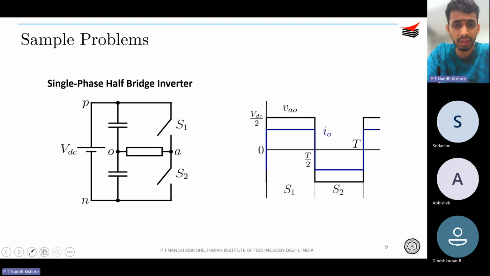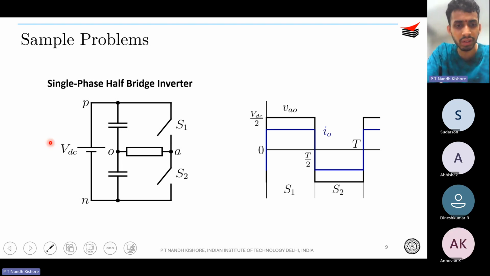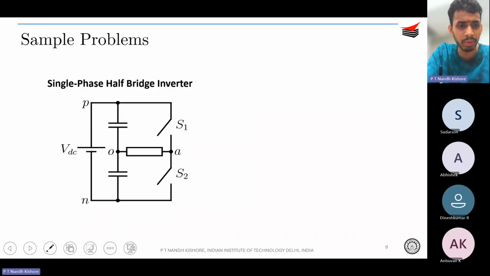Now, the question is, what will be your source current? So that's the question. What is your source current magnitude?